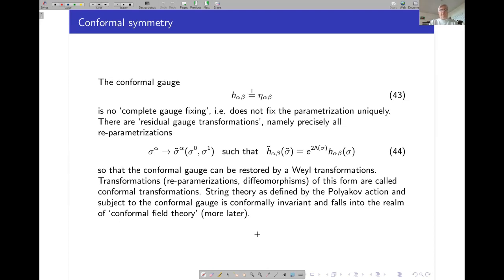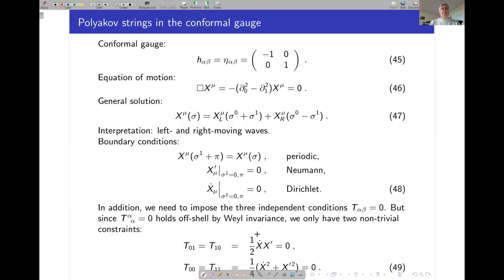It's hard to overemphasize the importance of this, and in particular, the next two parts of these lectures will draw on this observation that we are working with the conformal field theory. But for the time being, let us look at how Polyakov strings look in the conformal gauge.